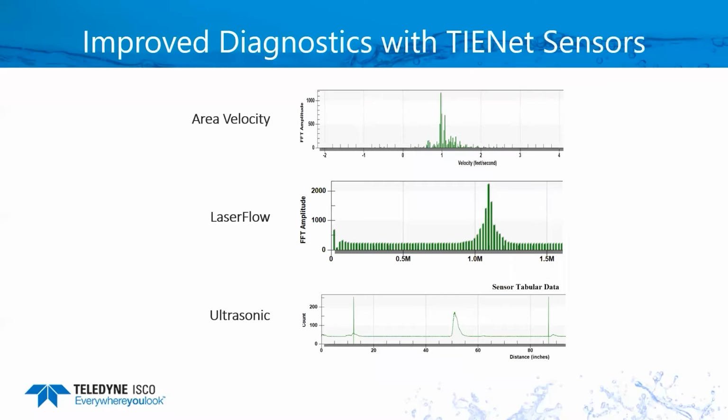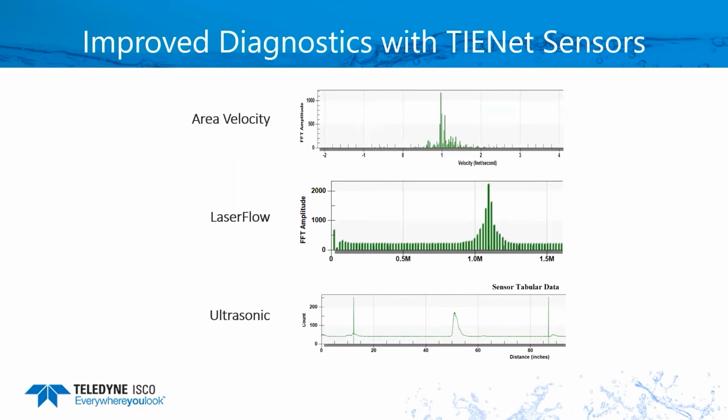Other improvements we've made are in the diagnostics. As far as in the 2150s, we talked about the diagnostics a lot, how we had signal strength and spectrum, which are all great ways to check the health of your system. But now we've added graphical information to show what the area velocity is showing, the spectral graph coming back. So we know we have a nice, good signal.